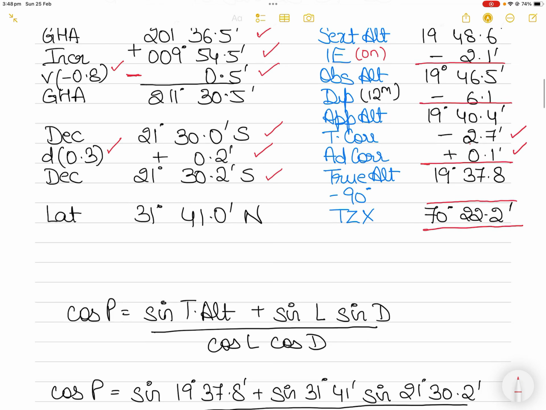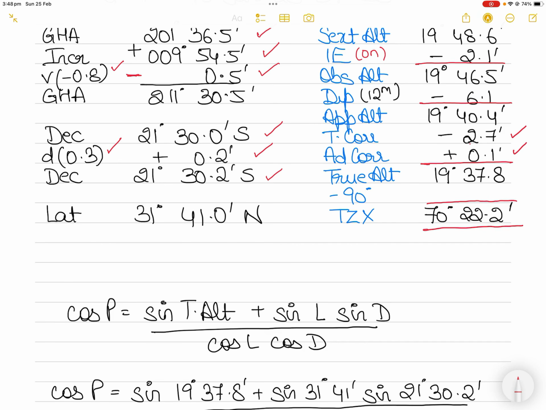All right, so although you don't apply the true zenith distance anywhere else in this question, it is normally used for the PZX triangle, or it is used to draw the rational horizon diagram. So if you're wondering why we have found that out and not used it anywhere, you will figure it out when you start drawing diagrams.